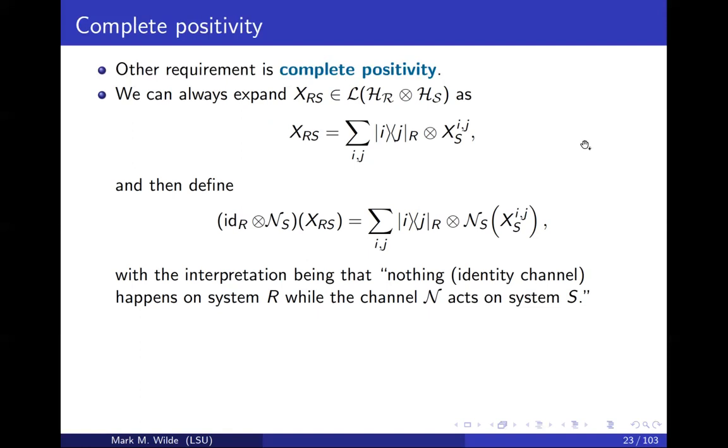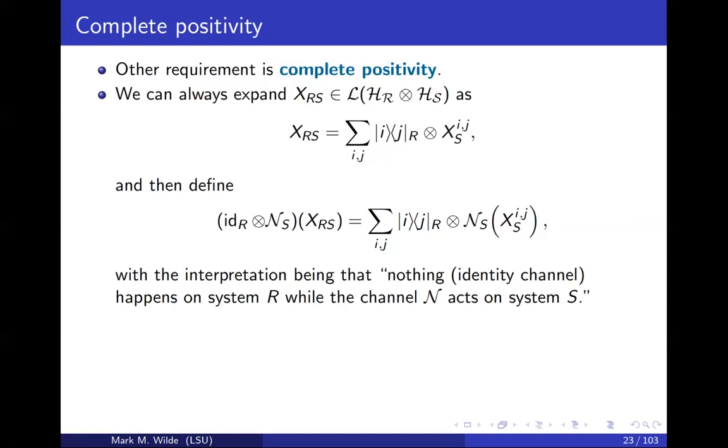Okay. So if we were to step back and think about this in a physical sense, we can think that system R belongs to Ramanujan and system S belongs to Sam. And so on Ram's system, nothing's happening, but on Sam's system, the channel is acting. So that's a way to think about it. And it's important to think about this because you can have that situation in physics, where Ram and Sam possess a joint quantum state, but something is only happening to Sam's system.